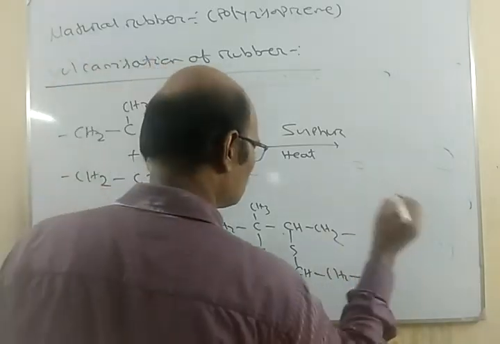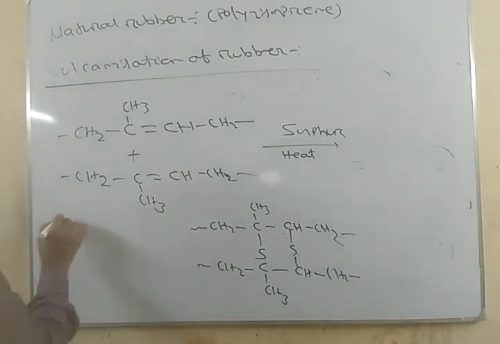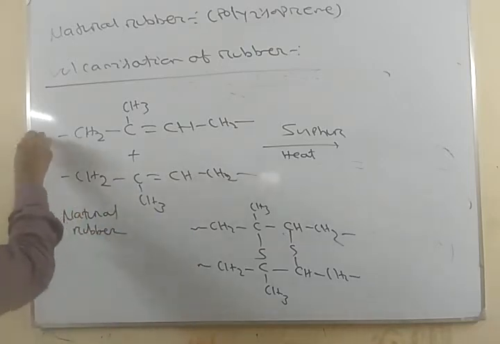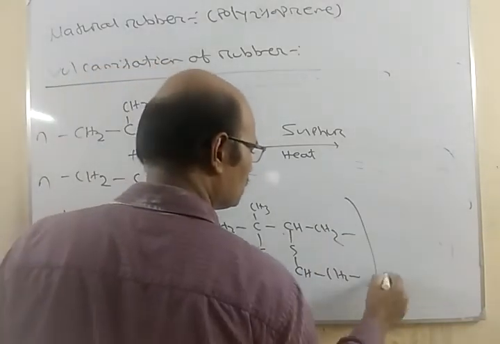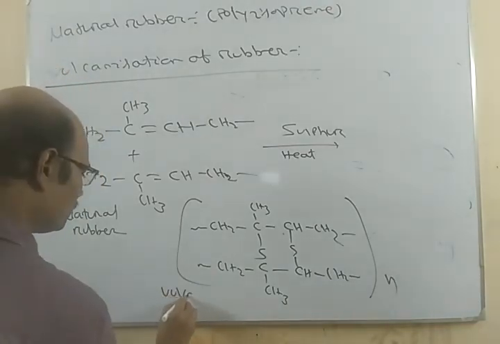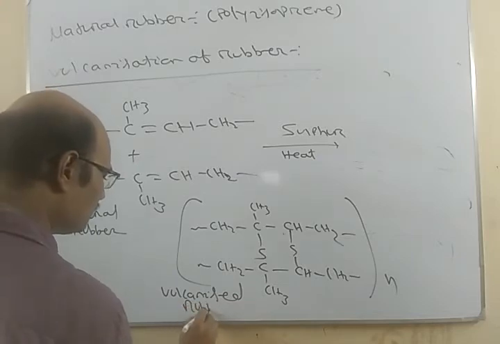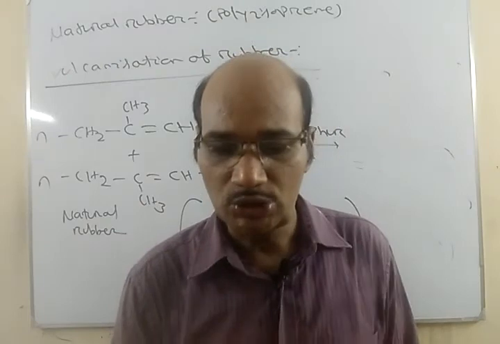Okay, and so on. This is your natural rubber. If we take N and N, we get vulcanized rubber. It is called vulcanized rubber.